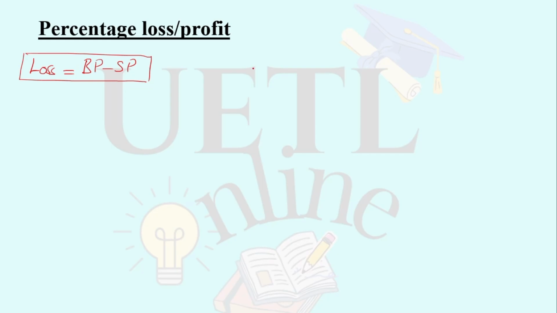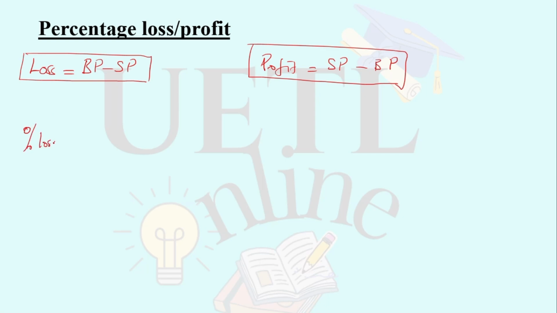Then let's talk about profit. If you want to find profit, you just say selling price minus buying price. This is the way you find profit. Now let's talk about the percentages of this. To find percentage loss, I'm going to represent it as percentage loss.